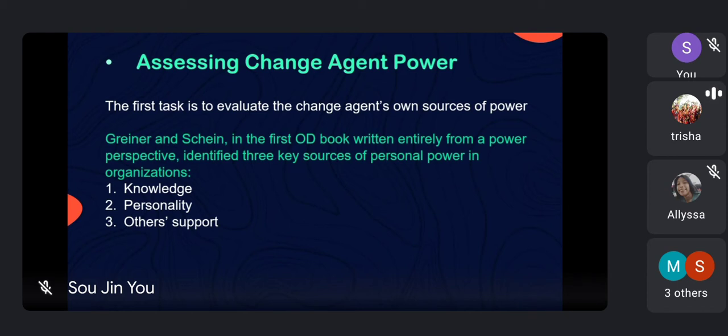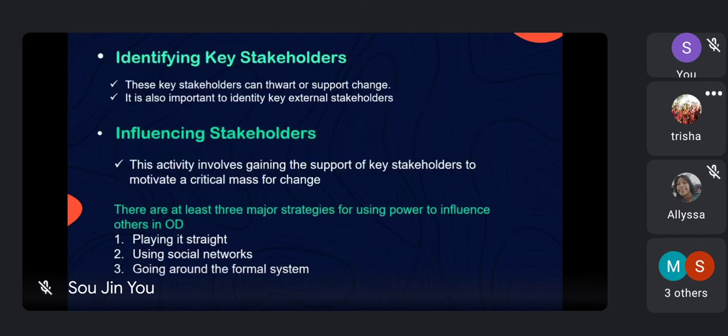Sunod naman is yung personality. Personality source of power can derive from change agent's charismatic reputation and professional credibility. Then yung panghuli naman is other support. Other support can contribute to an individual's power by providing access to information and resource network. Next.